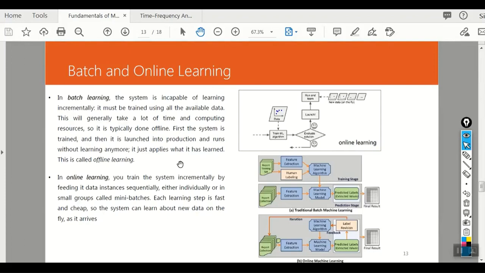But in contrast to this learning system, we have online learning. In online learning, we feed the data step by step to the system. We have mini batches of data. Okay, and then the system is fast compared with batch learning, because in each step the amount of data is much lower than in batch learning. Okay.